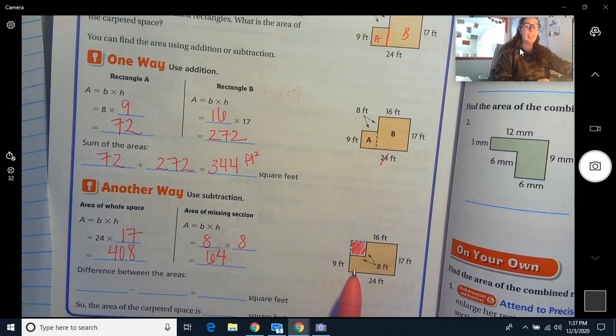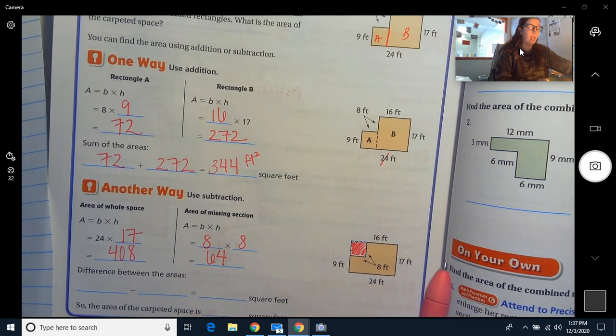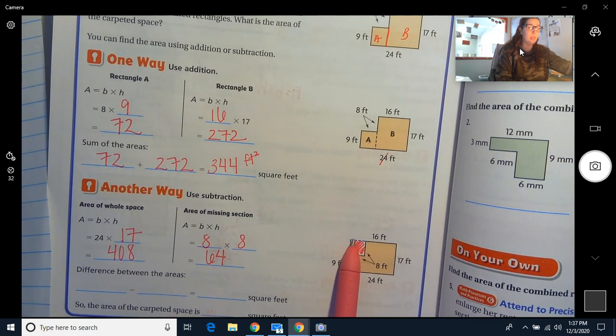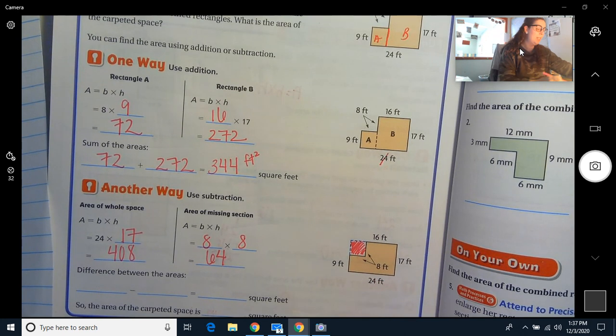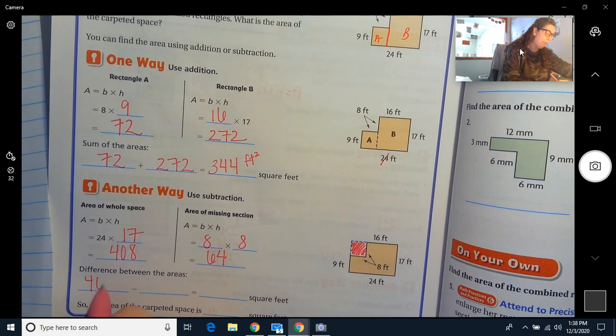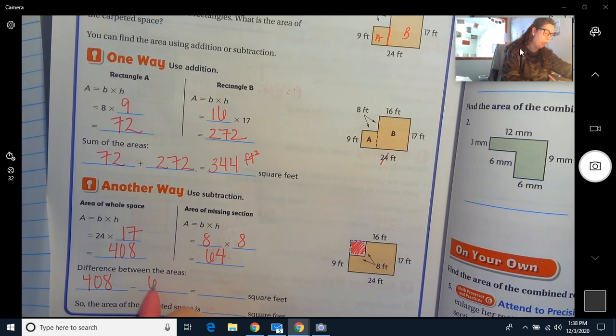Now, this is the way I did this one. I found the area as if this were one giant rectangle. And then I found the area of the little square. And now I have to subtract them to find what this is. Okay? So that's going to be 408 minus 64.